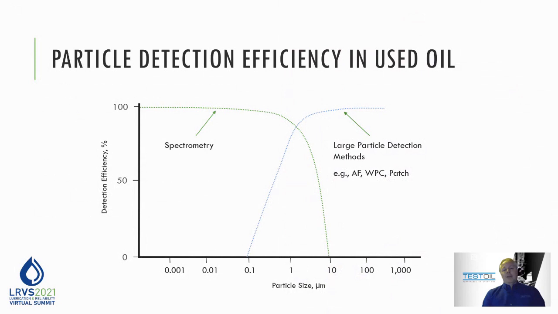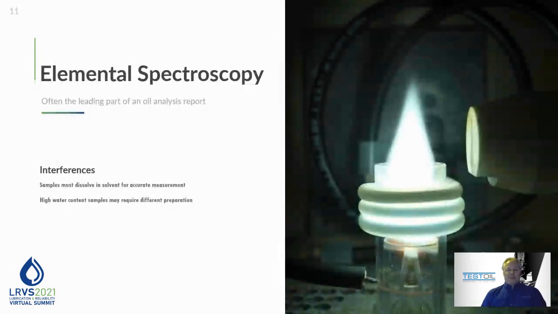So my point is, if we're discussing elemental spectroscopy, there are some interferences to this test. So number one is that we do have to dilute your sample to turn it into an aerosol. Well, what if it doesn't dissolve in the diluent, right? The solvent that we're using.